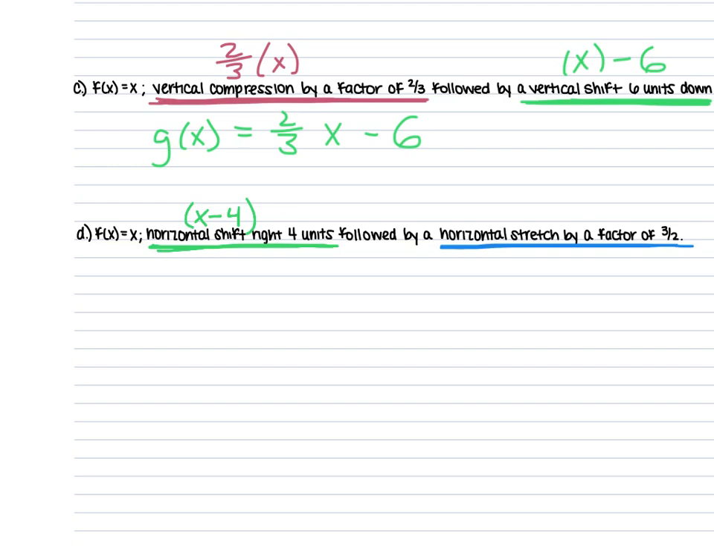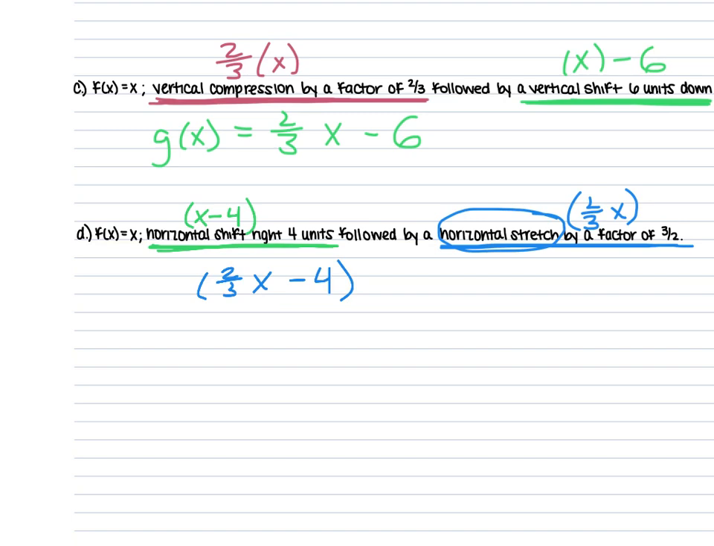And then next we have a horizontal stretch by a factor of 3 halves. So what are we going to do to our x? A horizontal stretch is happening. Multiply it by 2/3. Remember, we have to take the reciprocal. Awesome. So we're multiplying it by 2/3, and since it's horizontal, it happens on the inside. So everything here is happening inside our parentheses. So we have 2/3 times x minus 4.